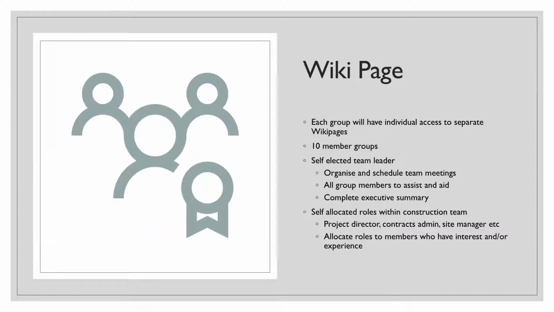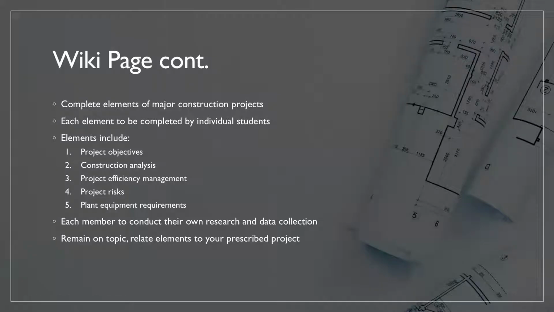The roles will be self-allocated, so you'll have to choose your own positions, such as project director, contracts administrator, site manager, etc. It's pretty key to allocate the roles to members who have interests and/or experience in this. So if there's someone who's got contracts administration experience, then there's your contracts administrator. Although not everyone will have experience with each role, prioritize getting someone who's going to be keen on it and produce the best work possible.